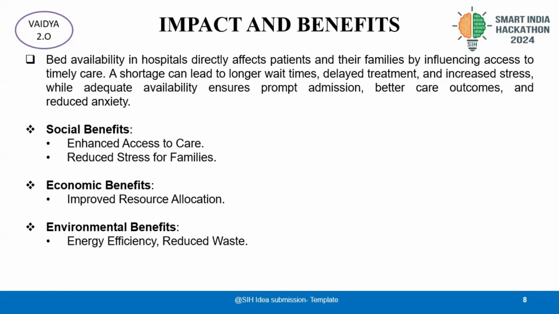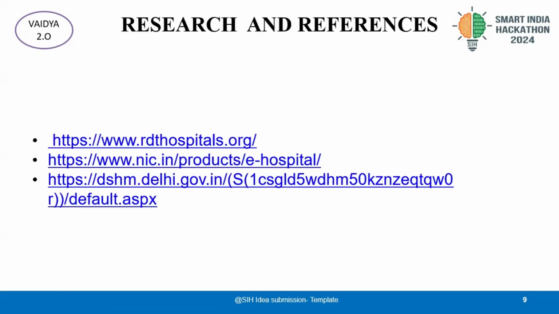These are the social benefits: enhanced access to care and reduced stress for families. The economic benefits are improved resource allocation. Environmental benefits are energy efficiency and reduced waste. And these are the reference links which were referred to by our team.